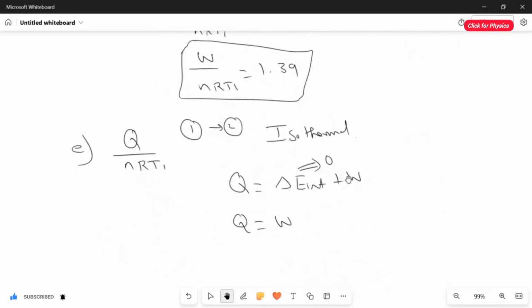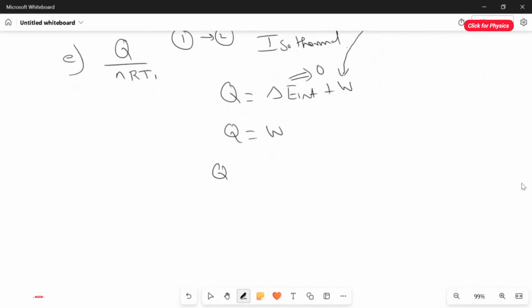So in place of work done, I can take this value and substitute here. If you want to substitute, you have to write this number in terms of W. So how can we write W? W is equal to 1.39 multiplied by N R T1. Am I right? So if you rearrange this equation, in place of W, I'm going to substitute this number. So let's substitute the value. Q is equal to 1.39 N R T1. So we can bring this here, by that we will get this question, right?